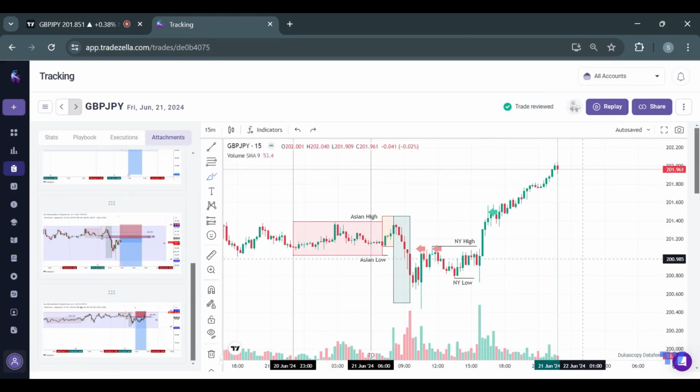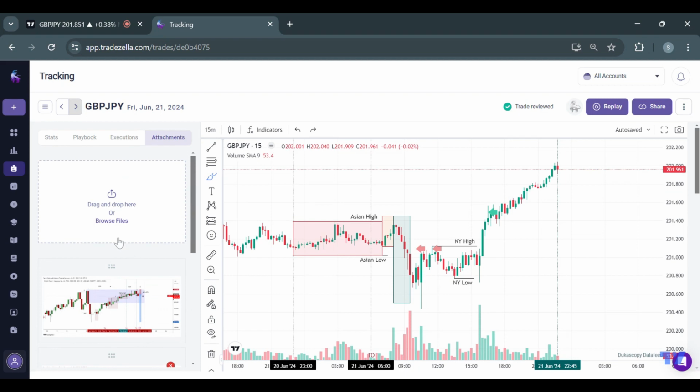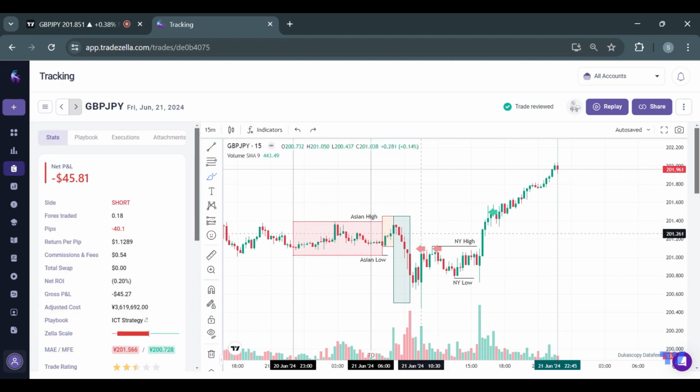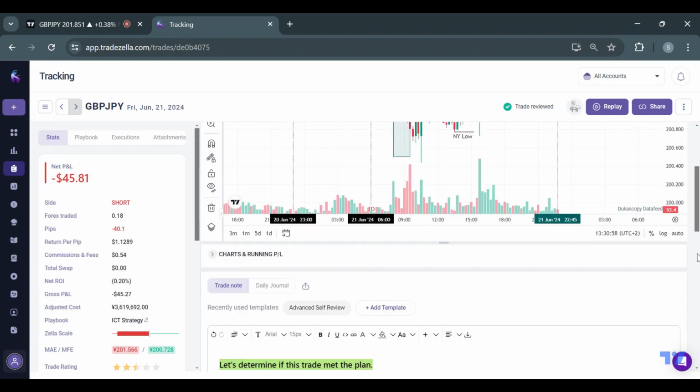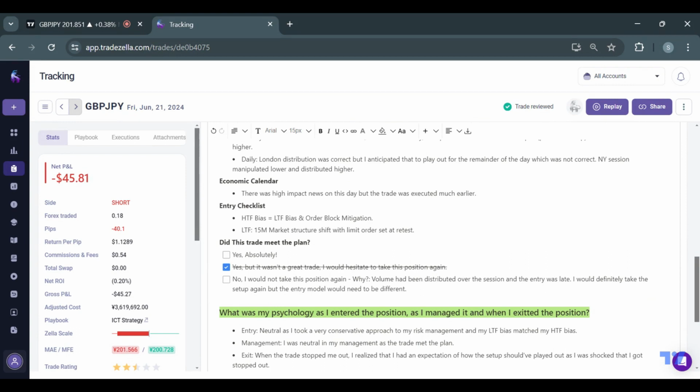Can't see it too clearly here, but there was also a confluent market maker model, but that didn't form part of the primary bias. And so when I look at, did this trade meet the plan? It did, but it wasn't a great trade. I think because the high time frame was in line. We were in an order block. We shifted on the minute 15.